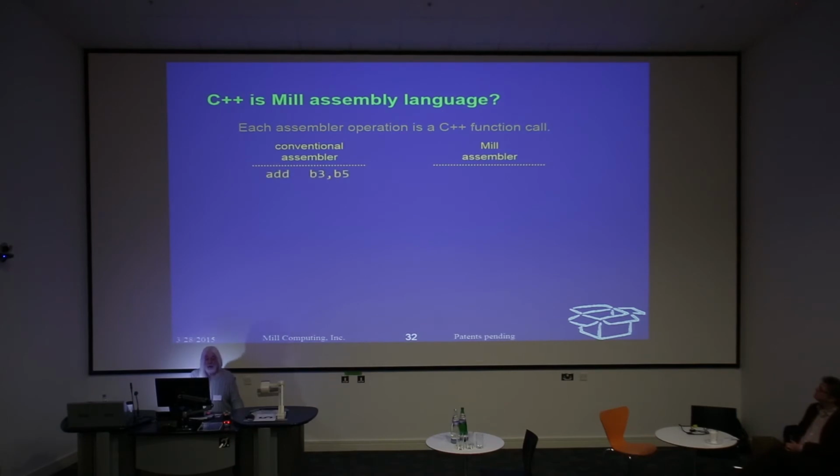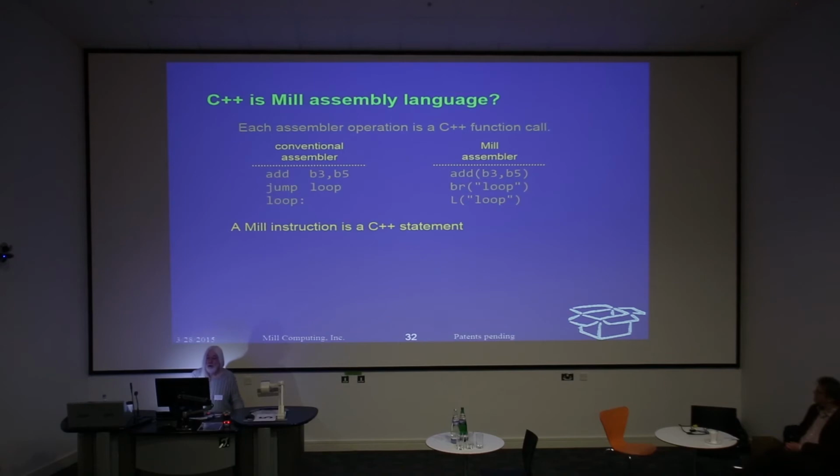If your conventional assembler says add B3 and B5, those are belt numbers. Any of you who have seen any of our stuff about a belt, we won't sidetrack into that, but I'm again open for questions later. The mill assembler looks like that. And it is in fact a C++ function call. You say jump, that's mill assembler, ConAsm, not GenAsm. Note that we had to mangle the syntax a little bit to get C++ to accept it.